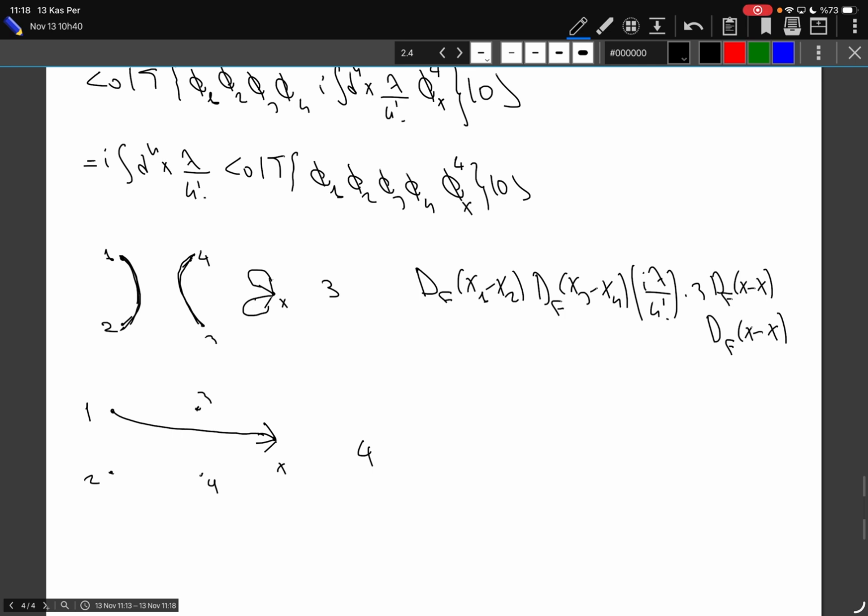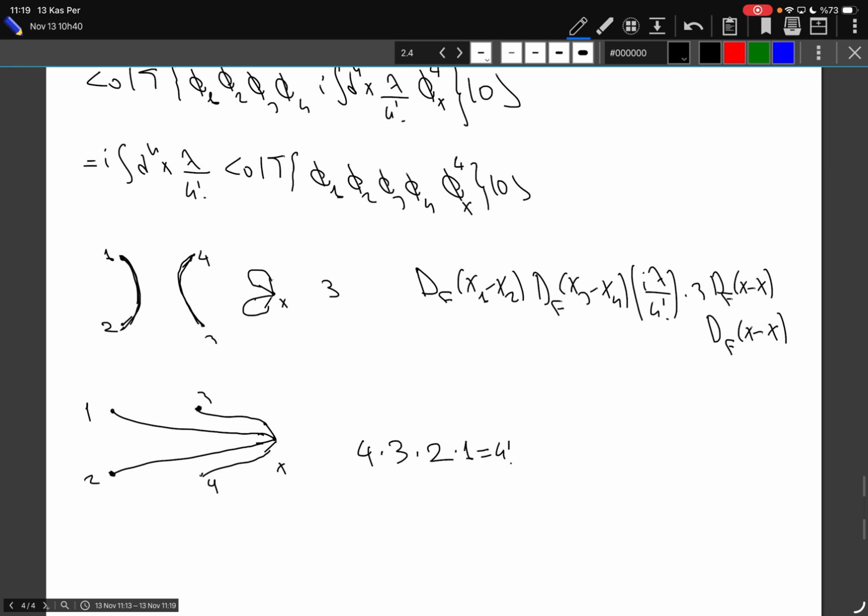I can connect this 3 to one of the remaining 3 fields. Again, any contraction with any one of the remaining 3 fields will give me the same contribution. So rather than calculating them one by one, I can just calculate 1 and multiply by 3. I can connect the field at the point 2 with one of the remaining 2 fields. Again, I have two options that will give me the same contribution. And the 4 field will connect with one of them. So this is one diagram.